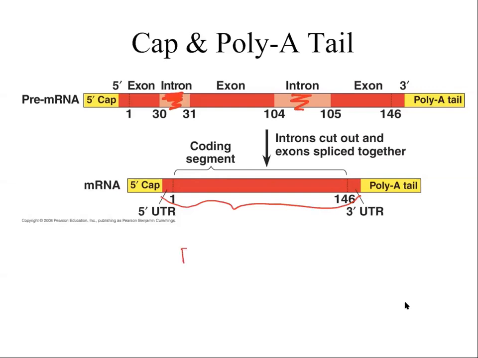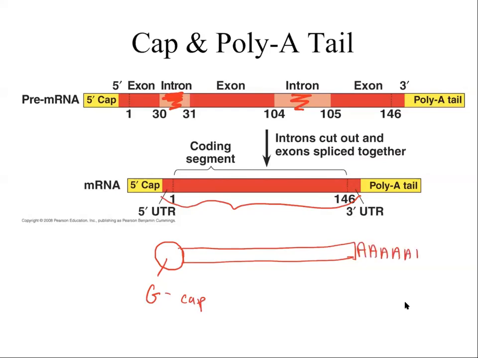At one end of the messenger RNA, the cell is going to add a 5' cap. It's actually made out of guanine. So there's going to be this guanine cap that gets added. And the other thing it's going to do is add a whole bunch of A nucleotides, adenine nucleotides, out here.